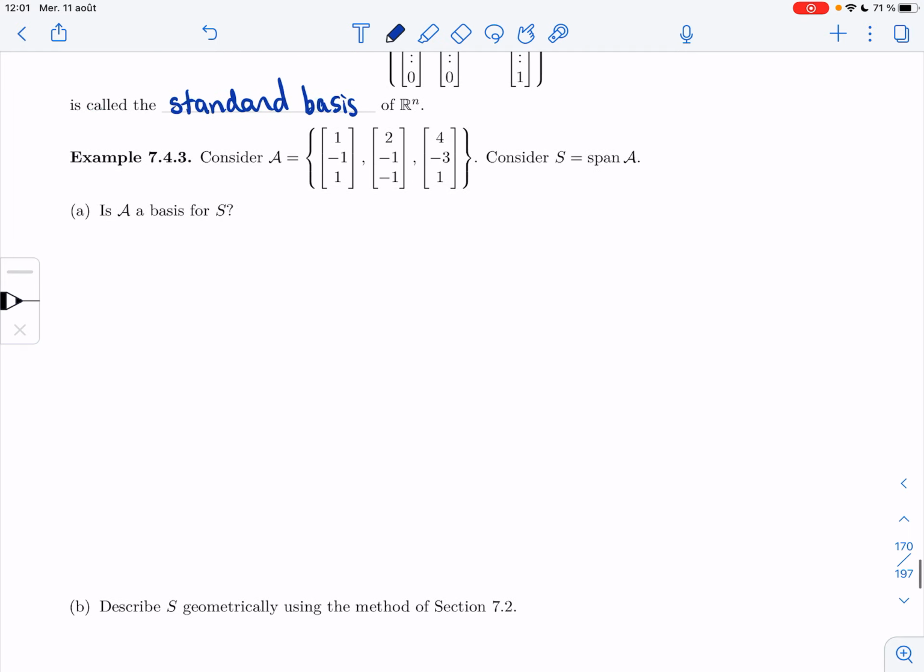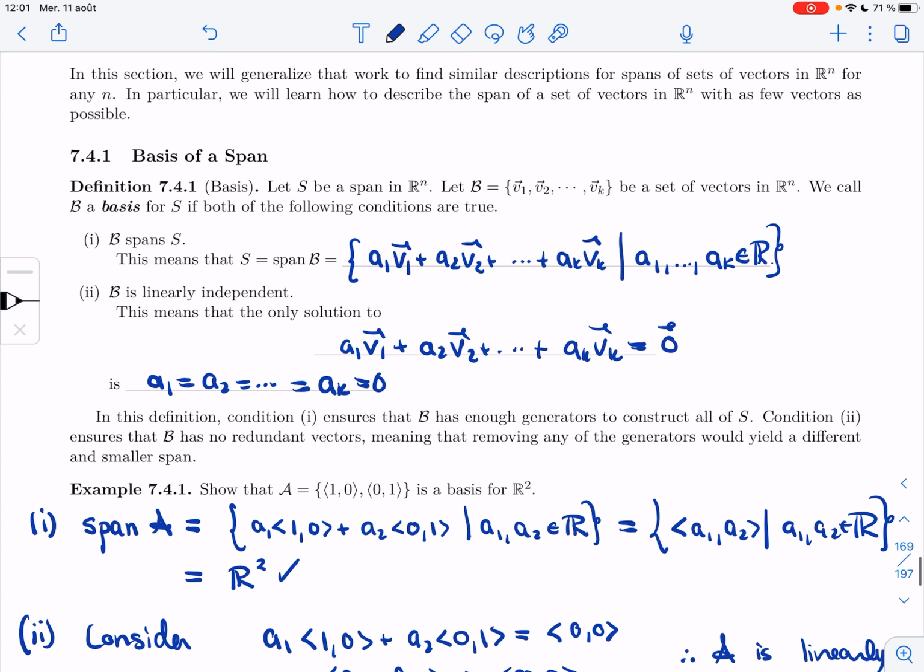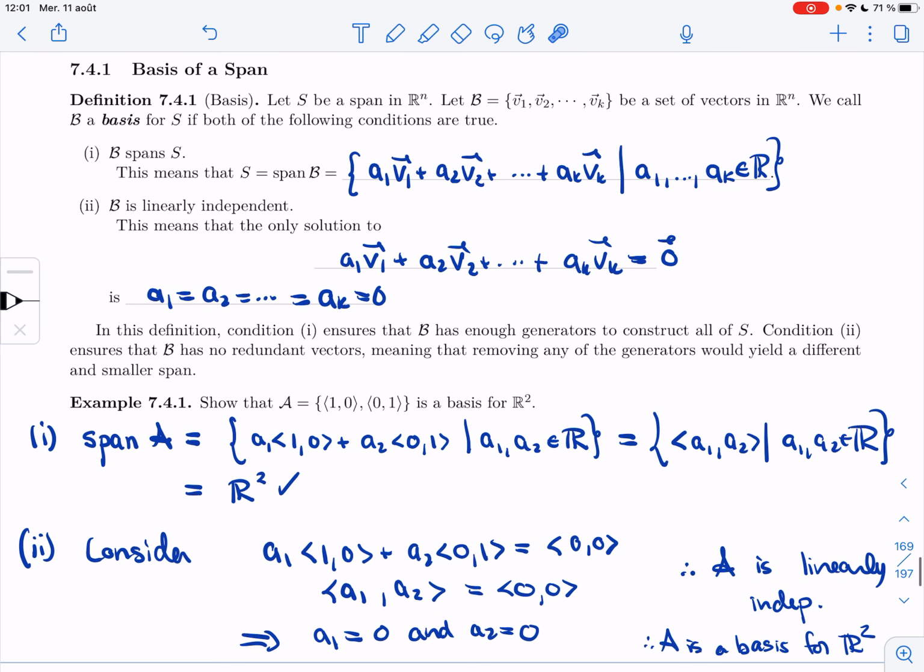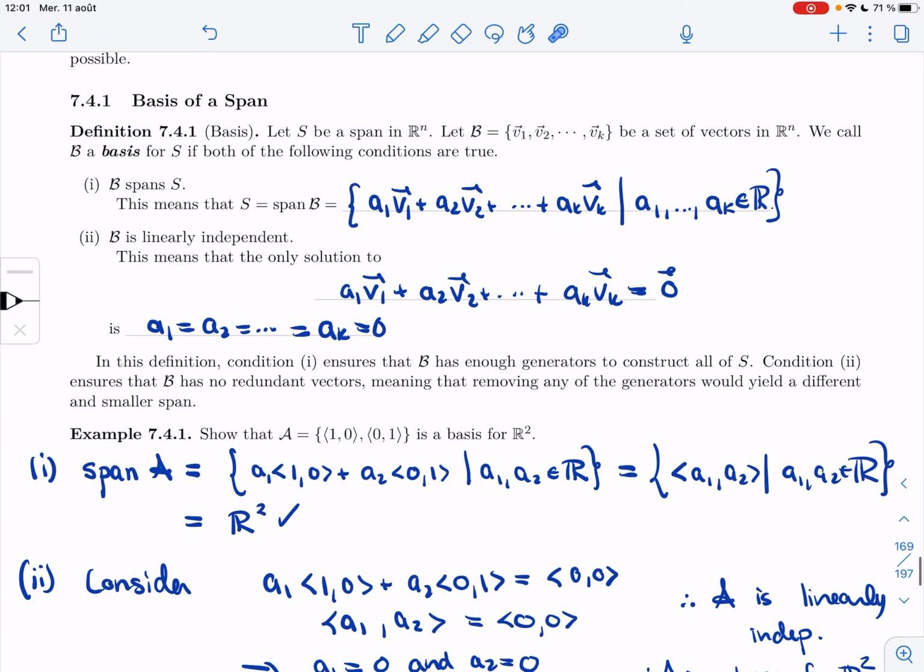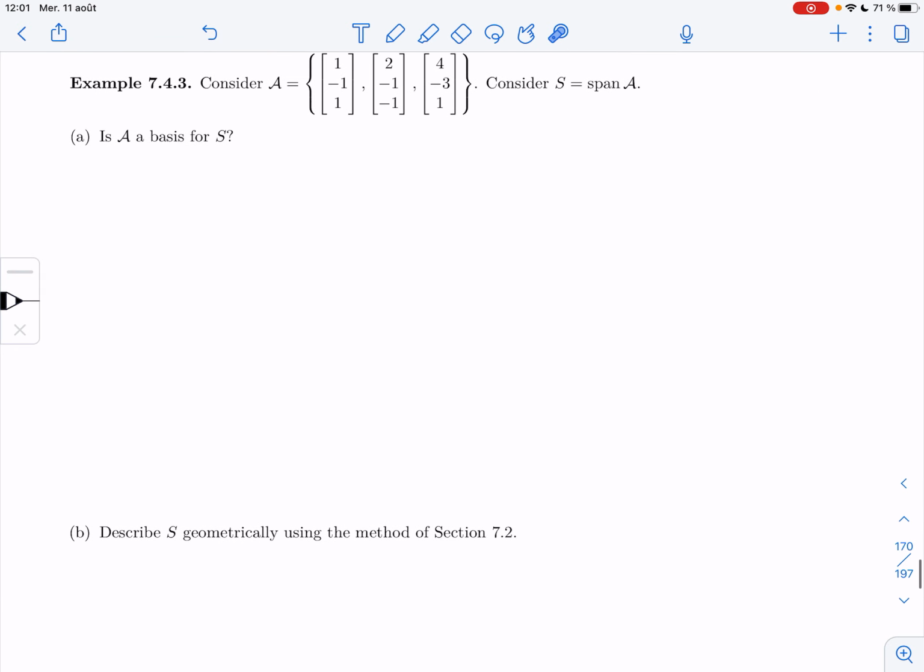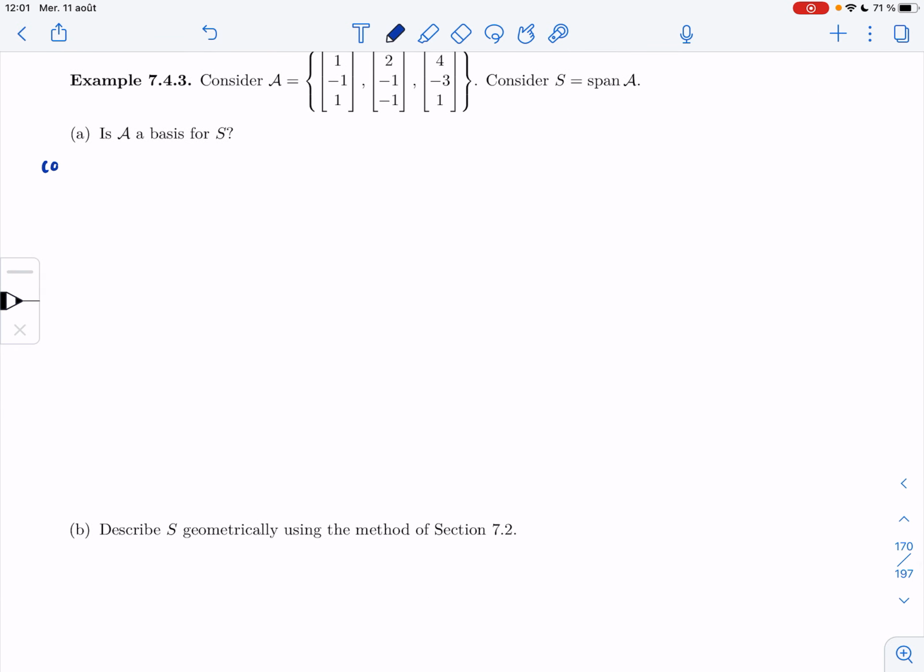Alright, so if you remember what we did in the last video, we defined basis. There were two conditions. First thing I needed is that B spans S, and then I'll also need to check that B is linearly independent. All right, so let's start with the first one. That will be quick in this case. So condition 1.